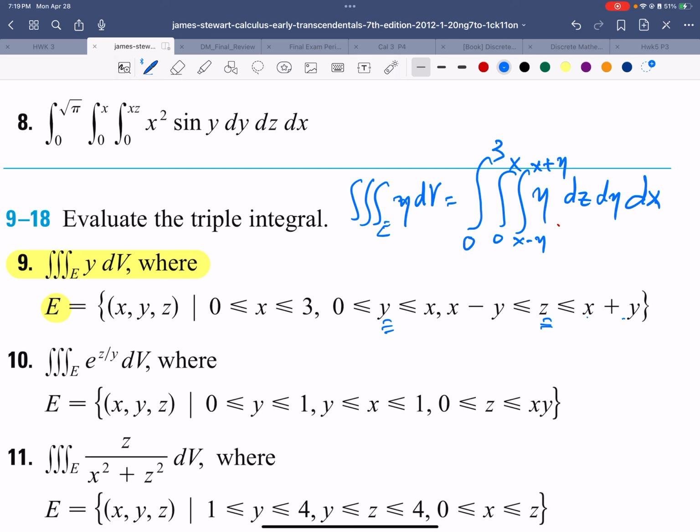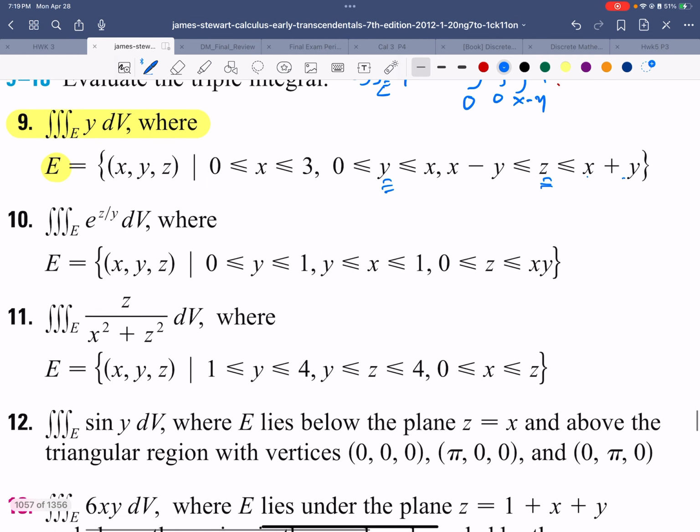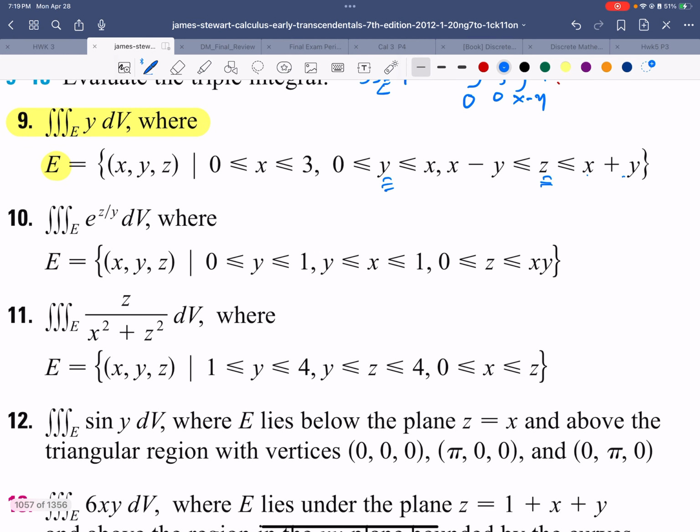Now use the same process I did. Just calculate. The calculation is easy. You just have to move this one outside and keep going, and then you end up having the numbers. Now you know how to set it up.